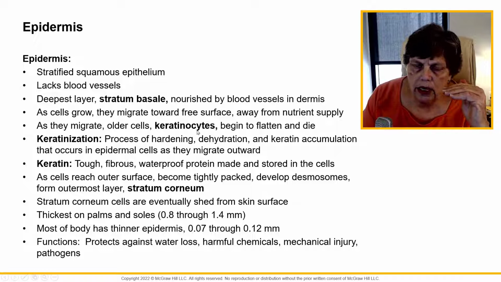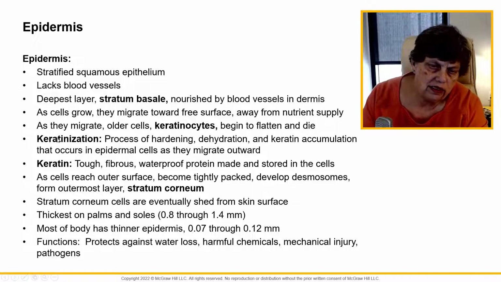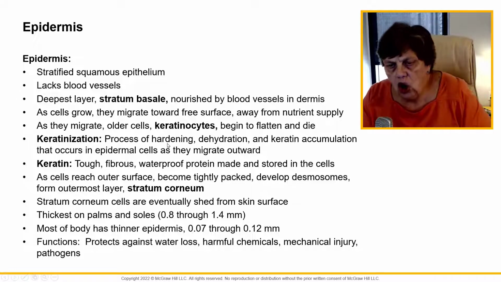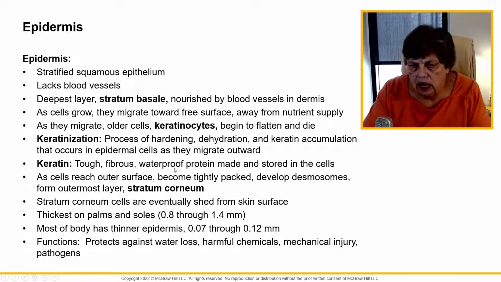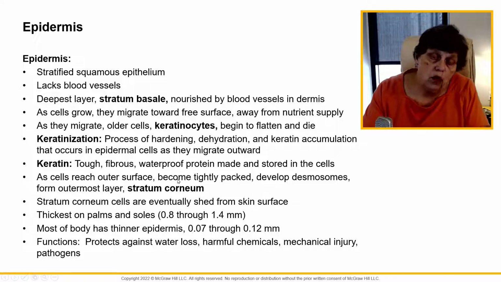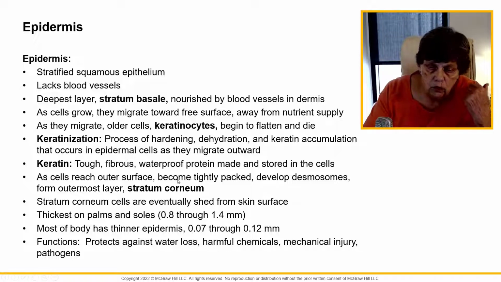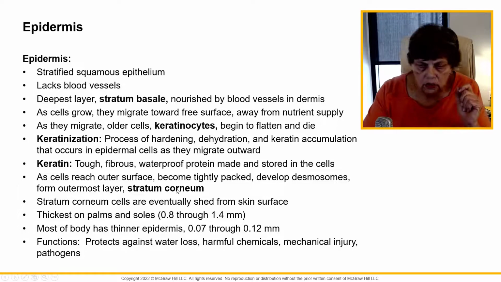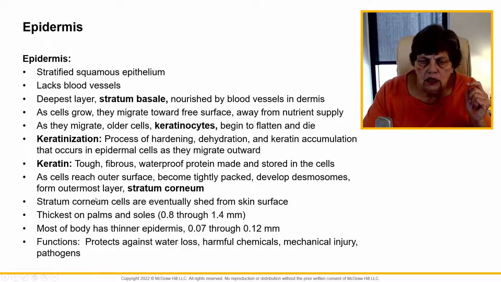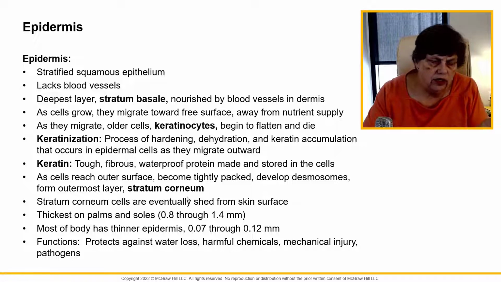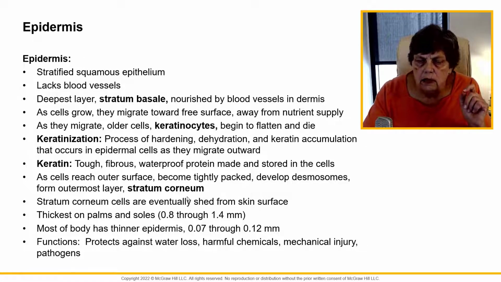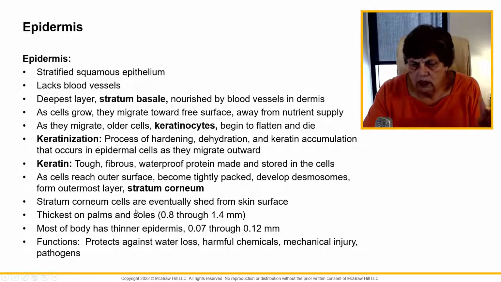And as they migrate up, they die, and they gain keratin, which is a waterproof protein, and they become keratinocytes, and that process is keratinization, and it hardens those dead cells, dehydrates them, and that's what makes that tough outer surface that we have that's waterproof. Okay, there's some waterproofing that goes along with the oils that are secreted on the skin. So those cells are evenly shed from the surface. They're very thick in the palms and the soles. Most of the body is much thinner, but obviously this epidermis makes us waterproof.